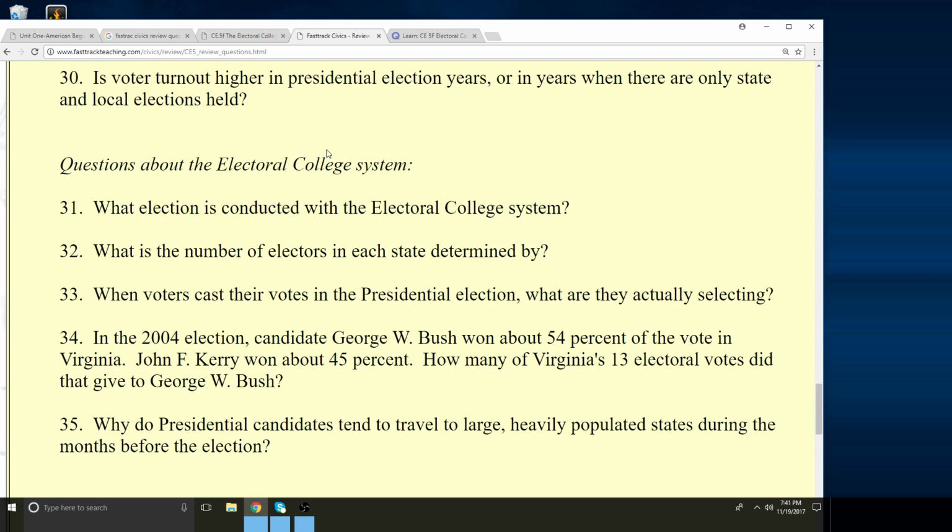Why do presidential candidates tend to travel to large, heavily populated states during the months of the election? Because, as Chase said, they have more electoral votes because there's a bigger population. They're going to have more representatives in Congress, which means a bigger congressional representation, which means they are worth more electoral votes. All right? So it's pretty simple. I think, at least Chase has it, it seems.